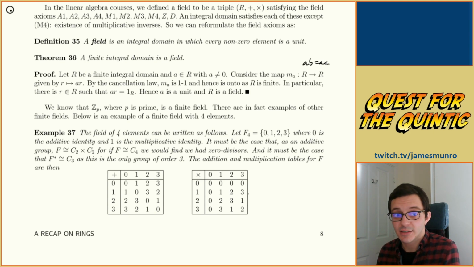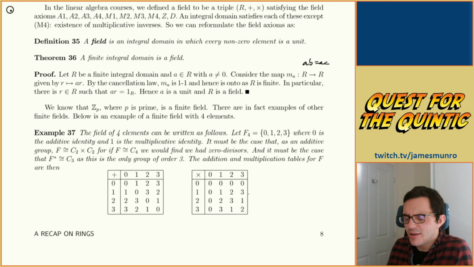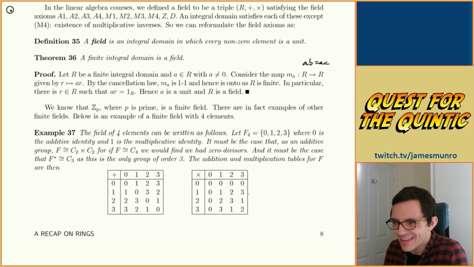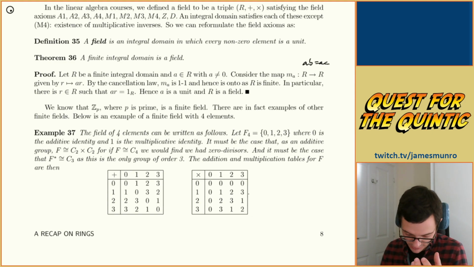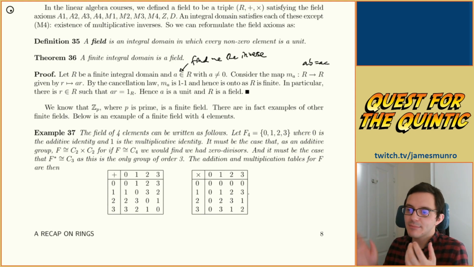So in particular, there is an r such that you can multiply a by r and get 1_R. So it's kind of a pigeonhole principle in a way, I think. Show me an element that you would like the inverse for. Find me the inverse. Multiply it by absolutely everything, all 28 members of your ring or whatever. You never see the same thing twice, so you're going to see the identity at some point.